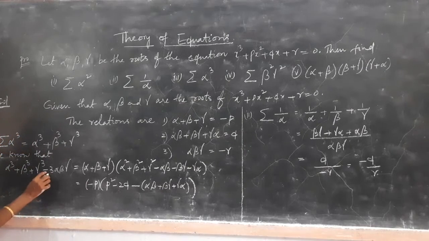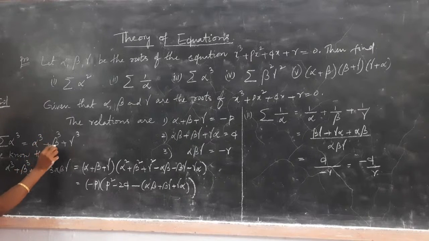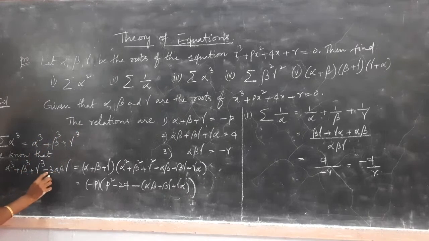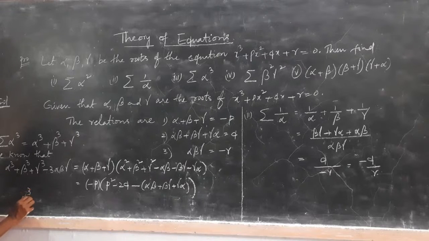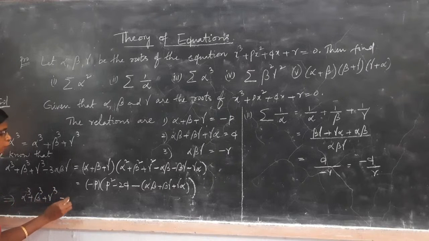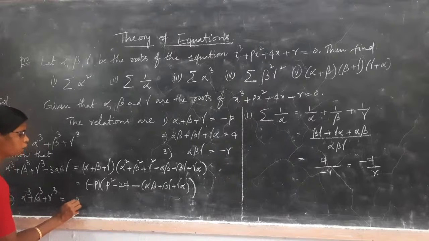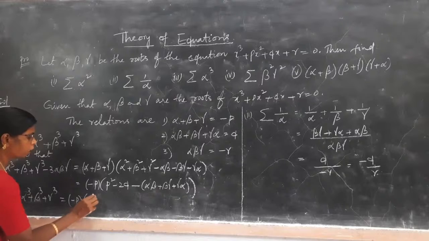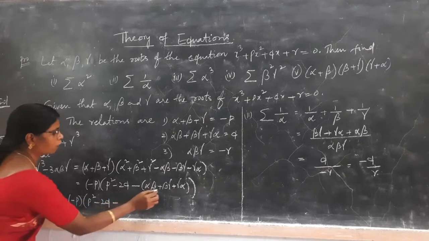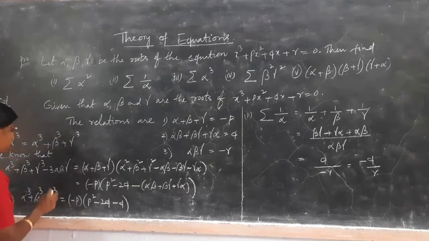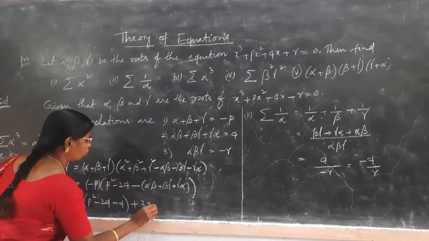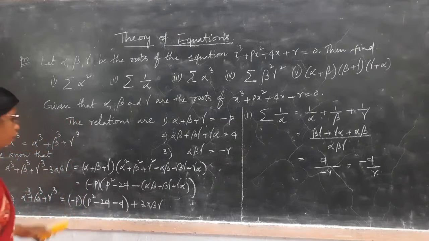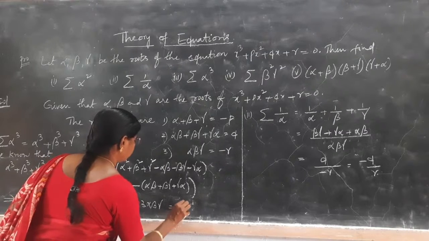So now, what we need is alpha cubed plus beta cubed plus gamma cubed. So minus 3 alpha beta gamma will go to the RHS. Alpha cubed plus beta cubed plus gamma cubed is equal to minus p into (p squared minus 2q minus q). What does this become? Moving to the other side, minus 3 becomes plus 3 alpha beta gamma. Okay?